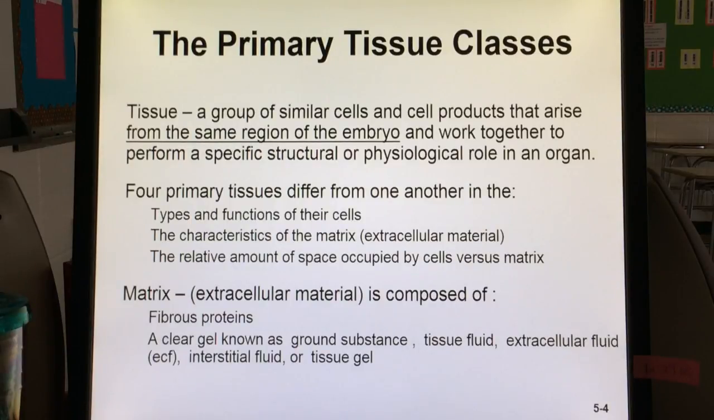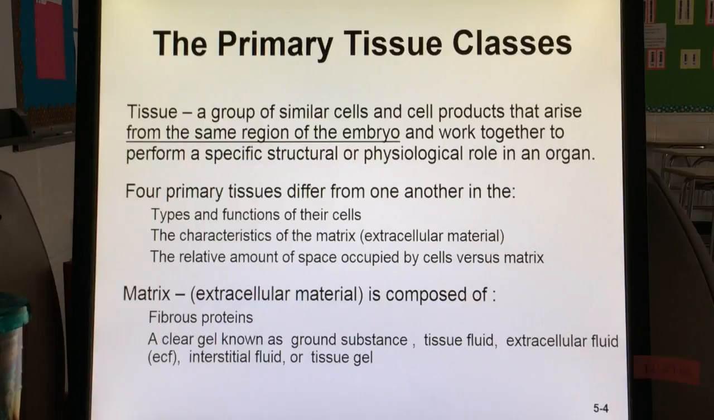So again, what I just said, a group of similar cells that have the same function, they work together, a specific job, but they are from the same region of the embryo. Where the tissues start to form is all the way back during the embryonic development.